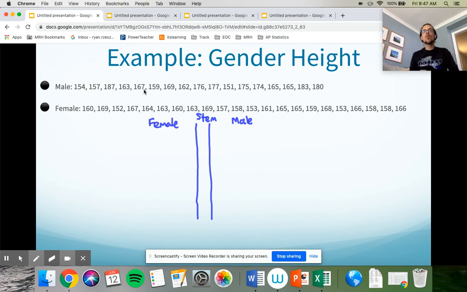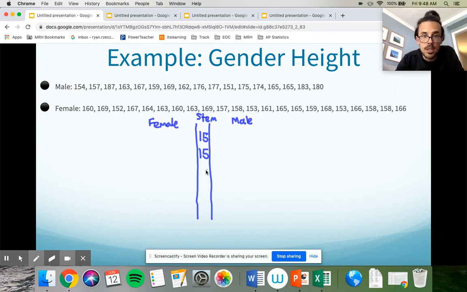So what I'm going to choose to do instead is split each stem like I talked about in the last video. My first stem is going to be for the 150s, and I'm going to have a second stem for the 150s as well. So this is going to be 150, 151, 152, 3, 4, and then the second one is going to be 155, 6, 7, 8, 9. So you take each chunk of 10 and split it into 2 groups of 5.